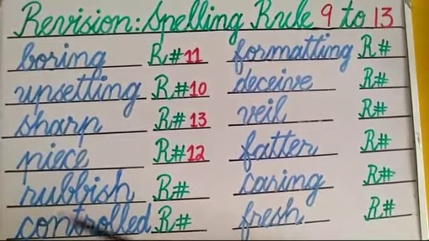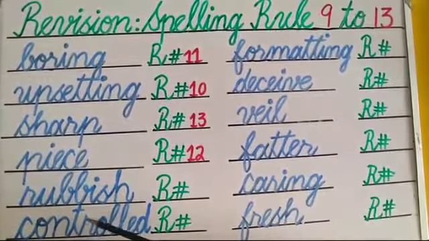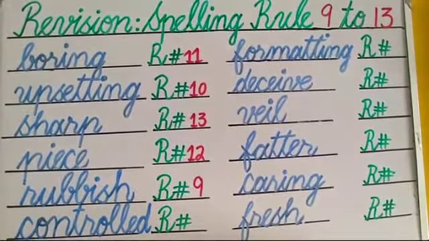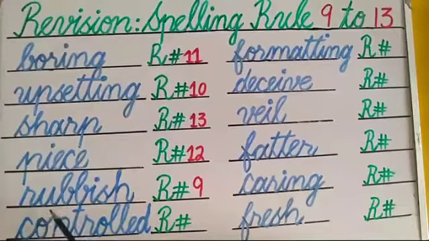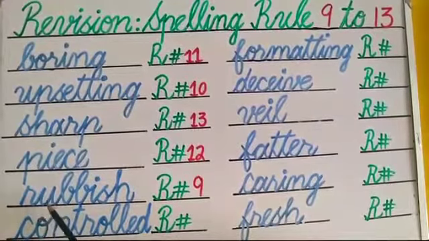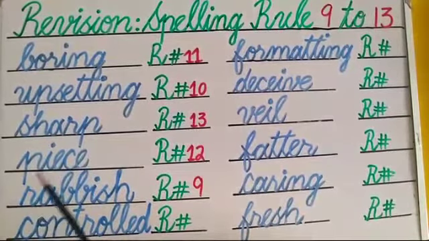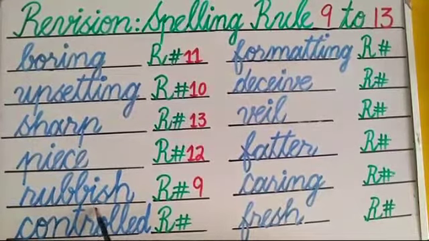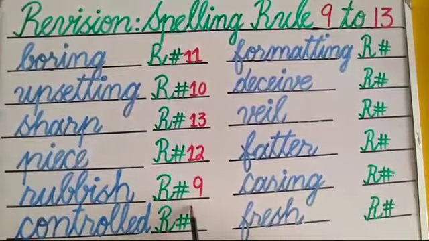Now let's have a look at the next one, rubbish. Yes, it's our spelling rule 9, which is also called rule 111. If we look at its root word, that is rub. A word having one syllable, one vowel followed by one consonant, double the last letter before adding an ending, which starts with a vowel sound. So that is spelling rule 9.